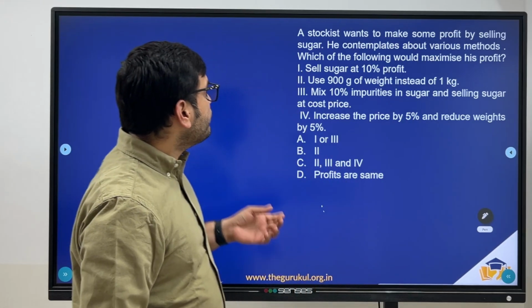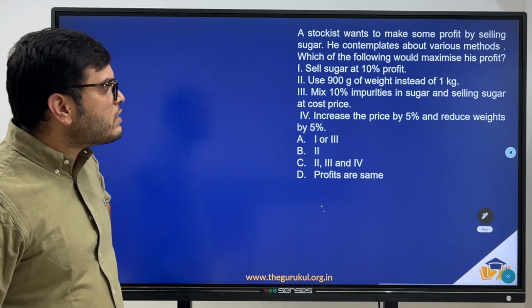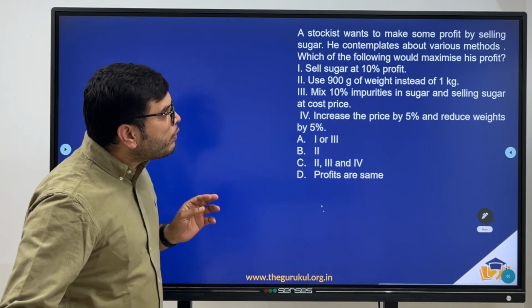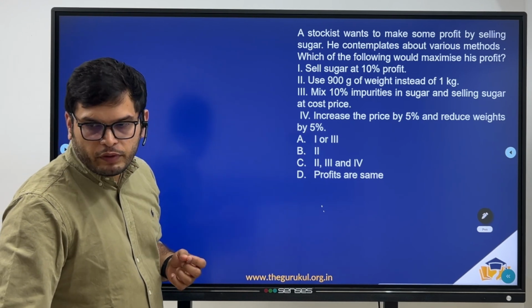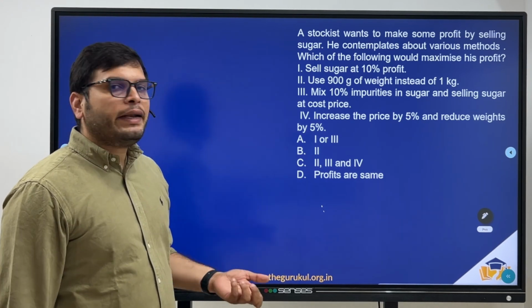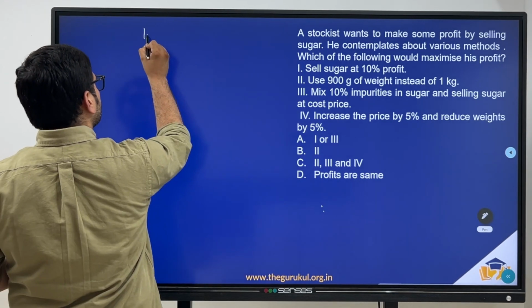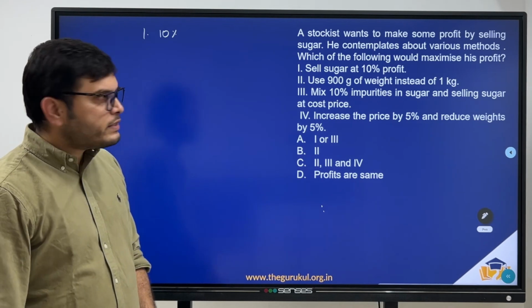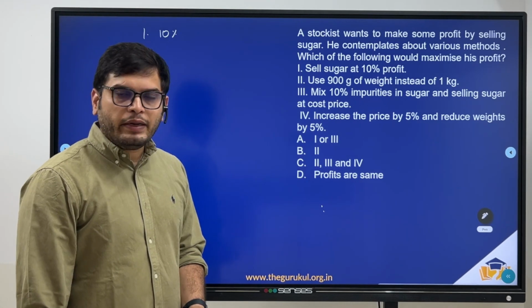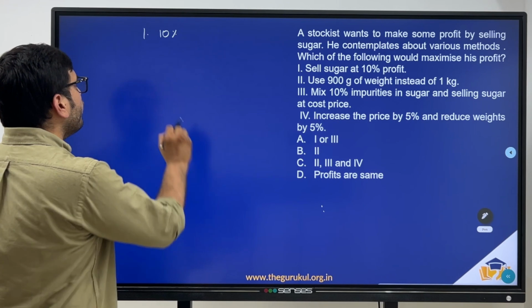Now coming to the third question, a stockist wants to make some profit by selling sugar. He contemplates various methods. Which of the following would maximize his profit? First, selling sugar at 10%. So if that's the case, the profit that he would be receiving is 10%. Next, second, use 900 grams of weight instead of 1 kg. So using faulty weight, right?